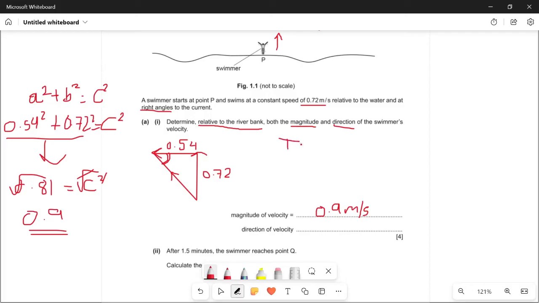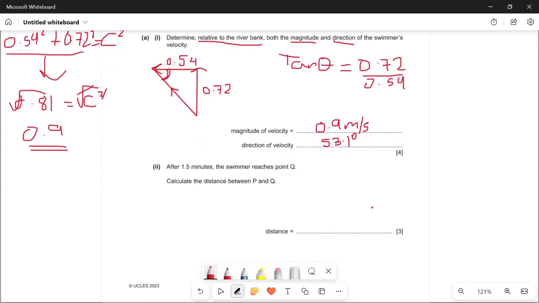So we know that tan theta is equal to 0.72, which is opposite, over the adjacent, which is 0.54. Now 0.72 over 0.54 would give 1.3. Now we find the inverse tan of that, which is 53.1 degrees. So the direction of velocity relative to the riverbank is 53.1 degrees. And that's how you can get the full 4 marks.